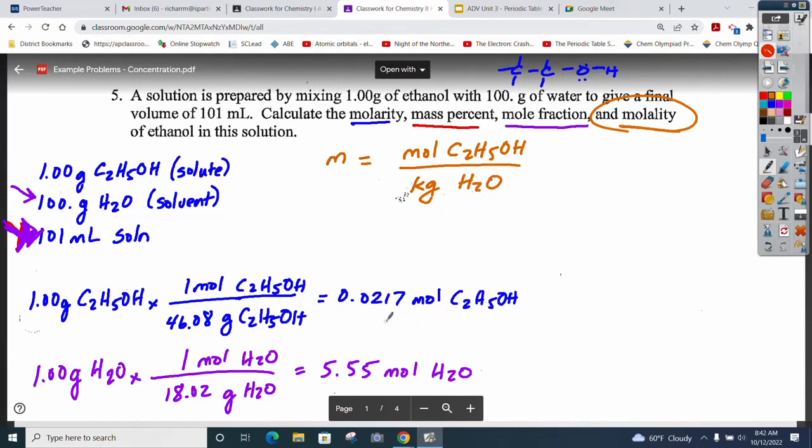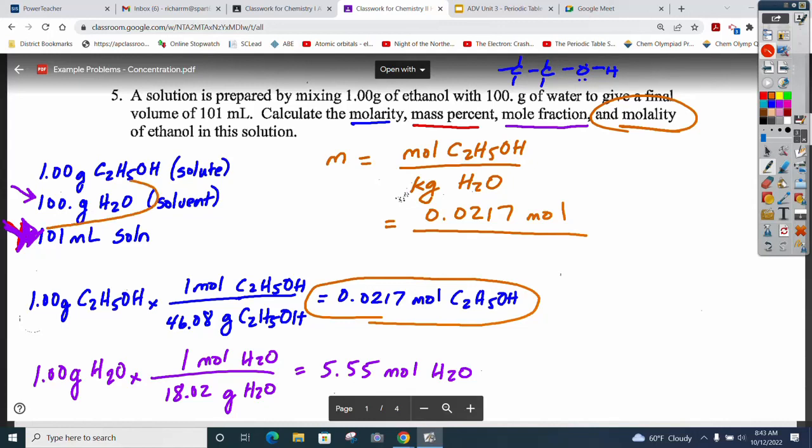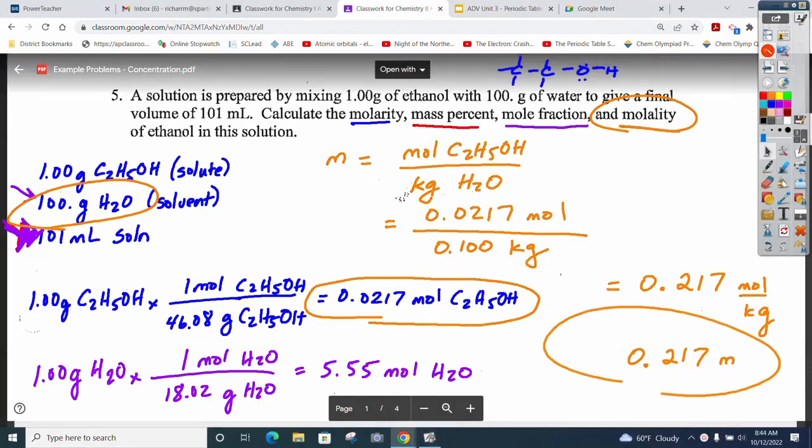Okay, I've already done all the work for this one. We've already calculated your moles of your ethanol, so that's going to be the 0.0217. For kilograms of water, over here they give me grams of water, so that's an easy conversion. Just divide by 1,000 in your head. Plug and chug into your calculator, or you can just do that one in your head if you're good at math, and you're going to get 0.217, and your unit is moles per kilogram, or if you prefer, you can also write it as 0.217 lowercase m. Long problem, but that's a really good example of how to use and apply all of those equations from your notes.